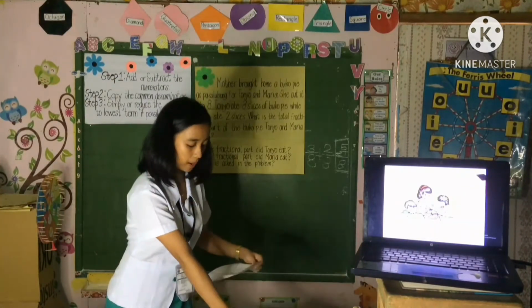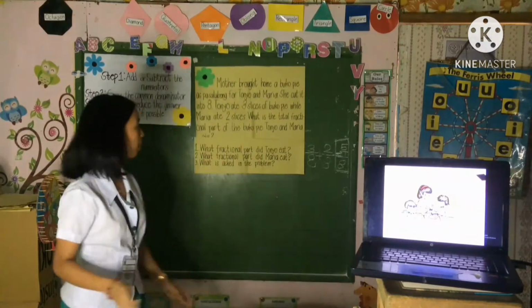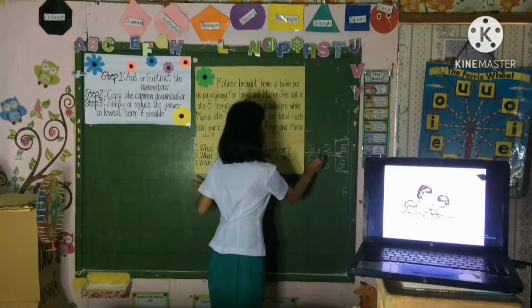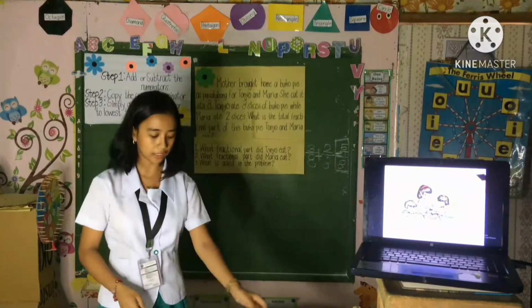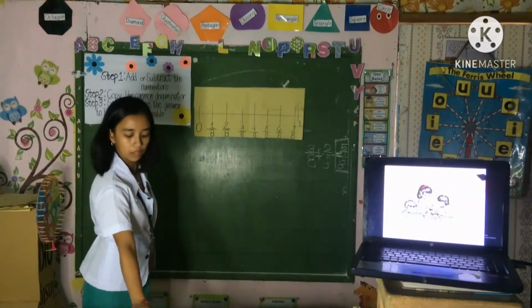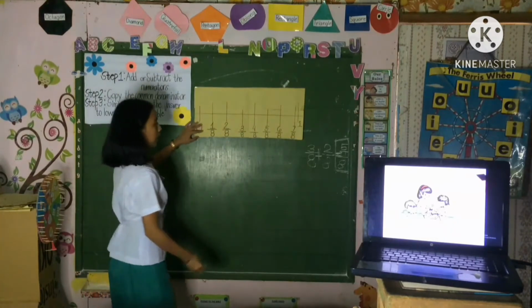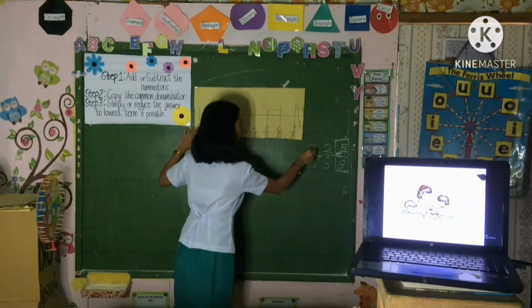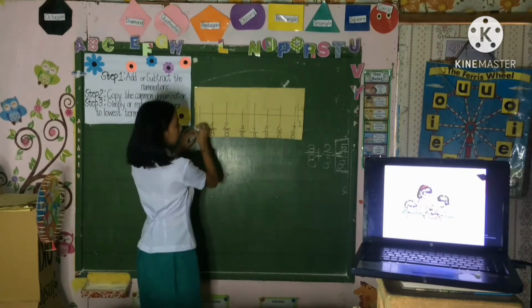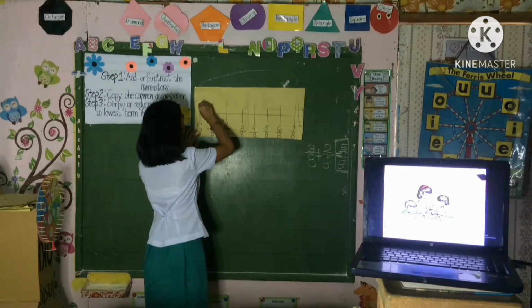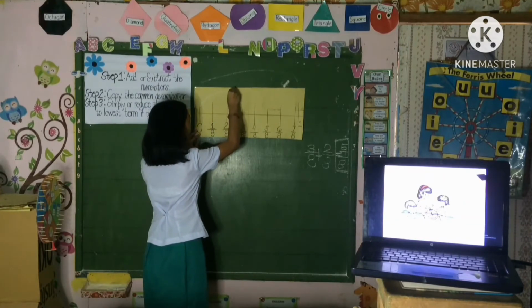So this problem, the sum of 3 over 8 and 2 over 8, is represented in the models below, like this. So, again, Tonyo ate 3 slices of buko pie. In this illustration, in the number line, we show that Tonyo ate 3 over 8. So, we will point to this 3 over 8.